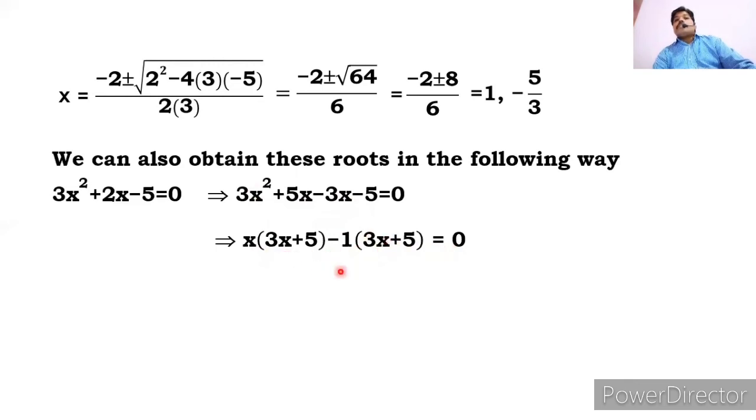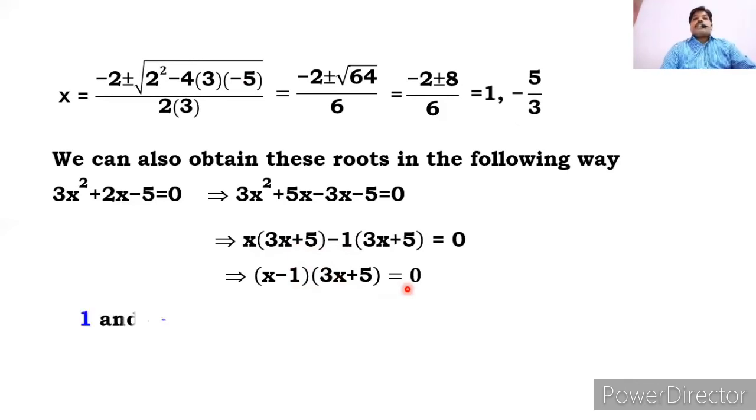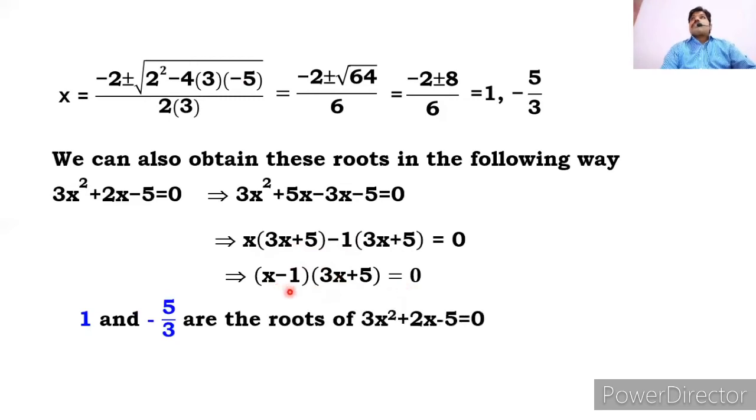In both the terms, we have 3x plus 5 as a common term. So I am taking that out. What happens? x minus 1 into 3x plus 5 is equal to 0. It is in the form of a into b is equal to 0, so a is equal to 0 or b is equal to 0. If a is equal to 0, then x minus 1 is equal to 0, so the x value will become 1. And if b is equal to 0, that means 3x plus 5 is equal to 0, then the x value will become minus 5 by 3.